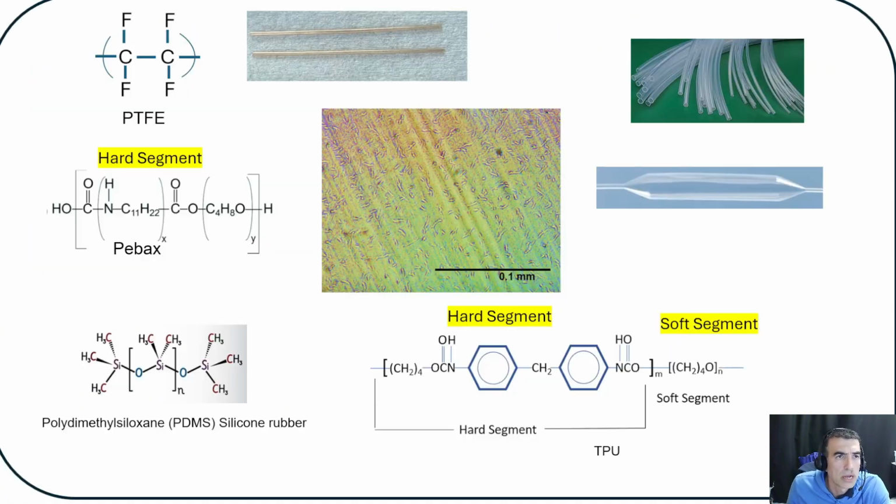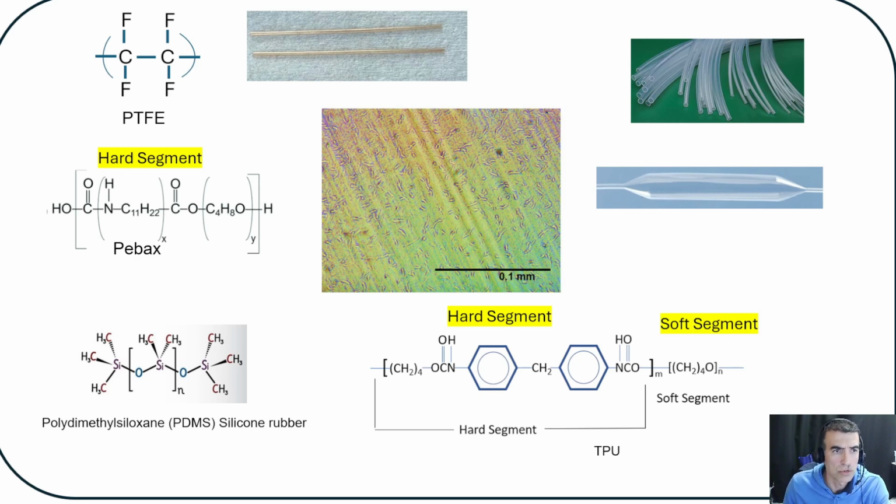Each polymer has a different application. Polymers are different in chemical compositions, and because of that, the physical and mechanical properties are different. PTFE is very, very neutral. It's not bonding to other material, has a very low friction factor, and that's why it's used as a liner.